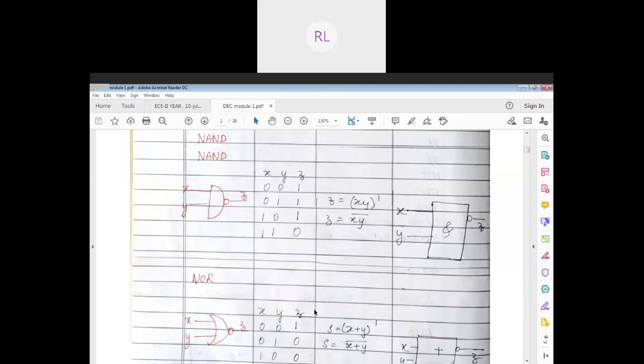Fine. Now, talking about the laws of Boolean algebra. I think you all know that there are three major laws.